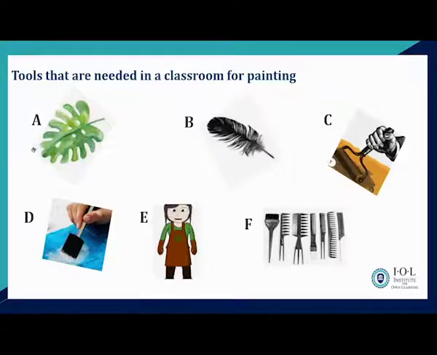We have the feather. We have the roller brush. We have the foam brush. And then we also have an apron that you need to put on when you do painting in the classroom. And then we've got the different combs that you can use with different patterns on. So when you do painting, you cannot just stick to one type of item. You can improvise. You can use tree branches also to do your painting.